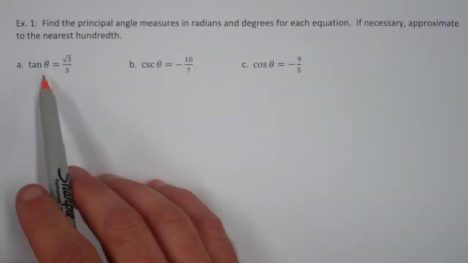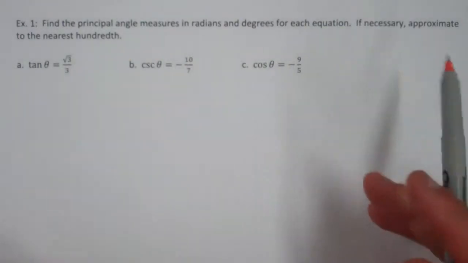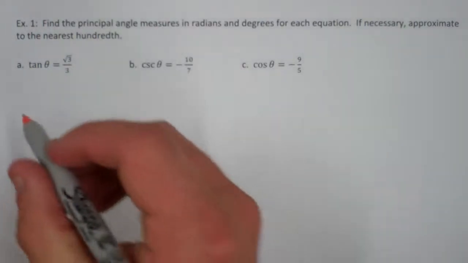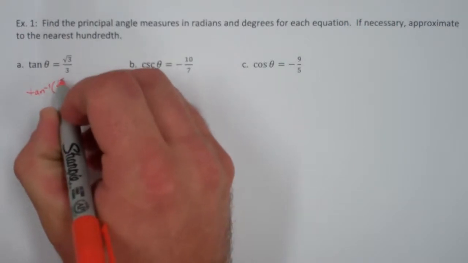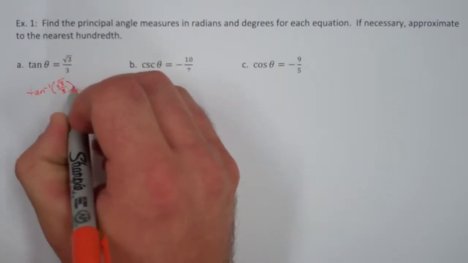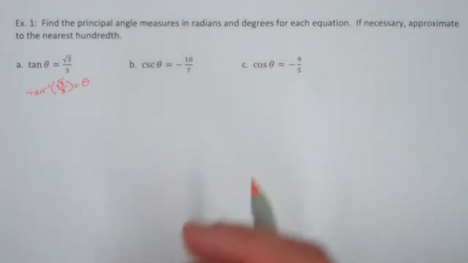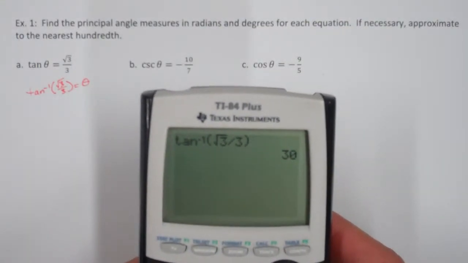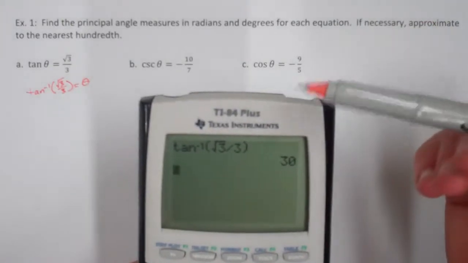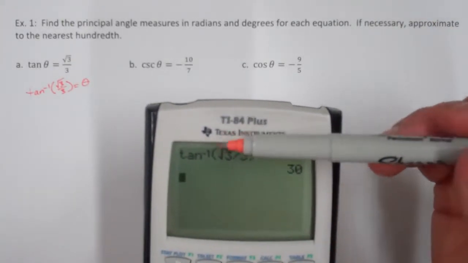We've got the tangent of some angle is root 3 over 3. So if we want to solve for that angle, we can just use the inverse tangent, and that should give us the angle. So let's take a look. Let's use our handy dandy calculator, and you can see it's already on the screen there. Don't even have to hit enter. It's very interesting that it was right there.